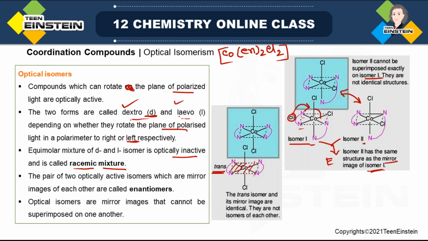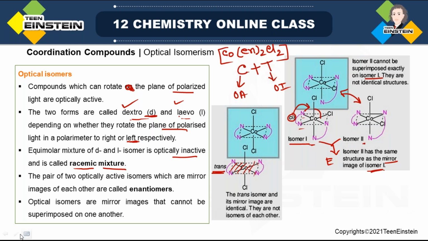So here you can see that cis-trans isomerism is possible for this complex compound, but only the cis is optically active. Trans is optically inactive. That means from cis you will get two isomers, D and L, or you can say enantiomers, but from trans you are getting only one.